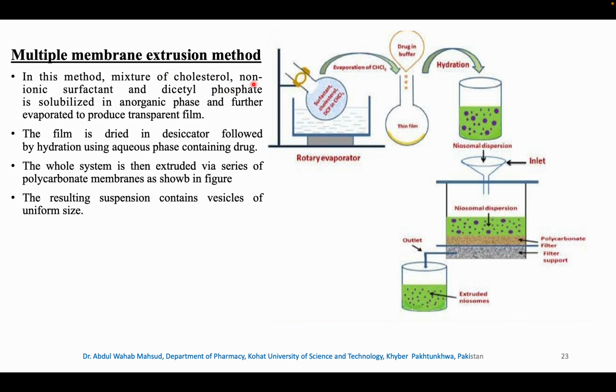In this method, a mixture of cholesterol, non-ionic surfactant and diacetyl phosphate is solubilized in organic phase and further evaporated to produce a transparent film. The film is dried in a desiccator followed by hydration using aqueous phase containing drug. The whole system is then extruded via a series of polycarbonate membranes as shown in this figure. The resulting suspension contains vesicles of uniform size. So, in short, we can say that the multiple membrane extrusion method can also be used for the preparation of niosome and liposomes.